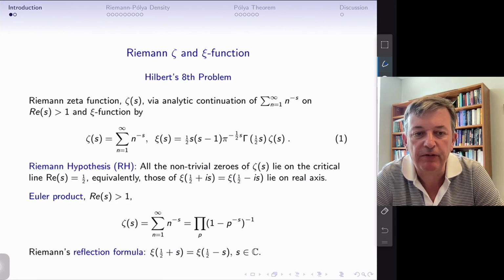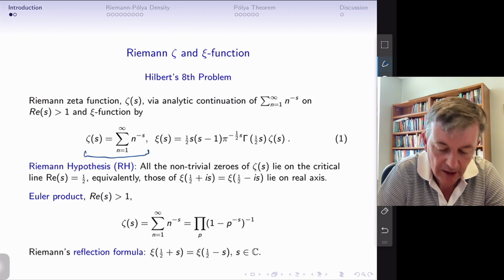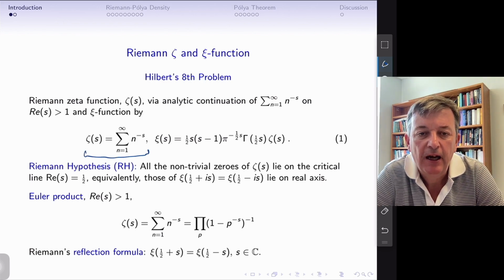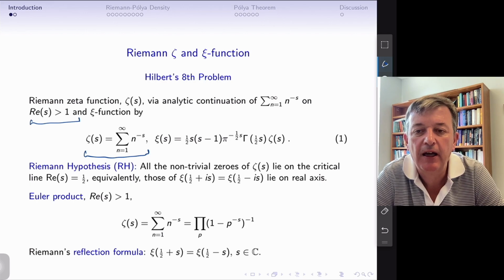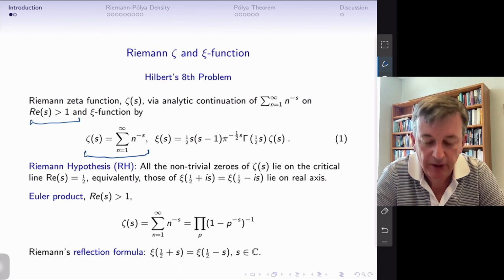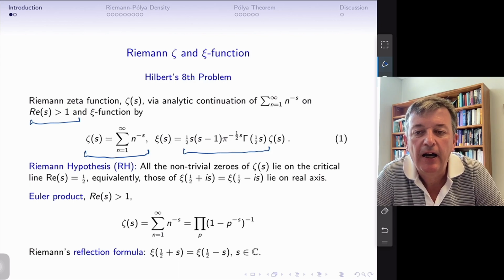So Riemann back in 1859 talked about the zeta function and the xi function. The zeta function is just defined as that well-known sum, and outside the region real s bigger than 1, you have to have some form of analytical continuation to make sense of that sum. And the xi function is essentially a regularized version of the zeta function, and essentially all non-trivial zeros of the zeta function correspond to those of the xi function, so we can spend our time looking at the xi function rather than the zeta function.